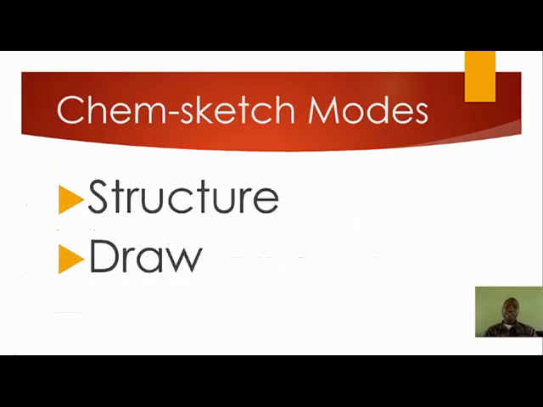So therefore, we have the Chem-sketch modes. We have the structure mode and we have the draw mode. I will quickly be turning on the software so that we can see both modes, which are the structure mode for structure drawing, and the draw mode, which enables you to draw some basic shapes on the ACD Chem-sketch software. So quickly, let me jump down to the software and I will show you some of the basic functionalities there. Thank you.